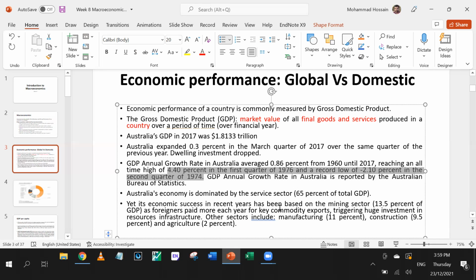The Australian economy is dominated by services. Its economic success in recent years has been based on the mining sector. Mining is also part of the extractive sector, which is 13.5% of GDP, as foreigners paid more each year for key commodity exports, triggering huge investment in resource infrastructure. Other sectors are manufacturing, construction, agriculture.